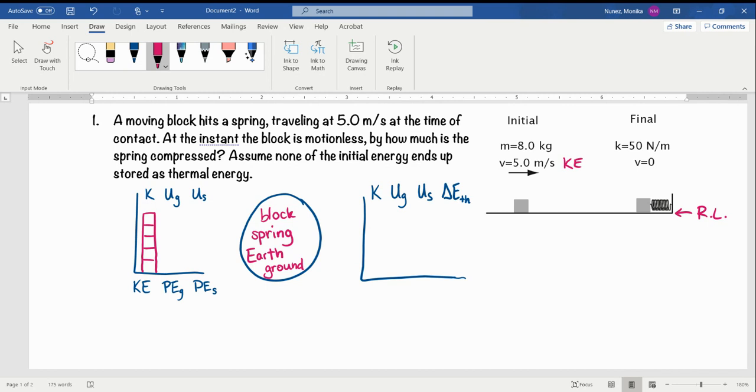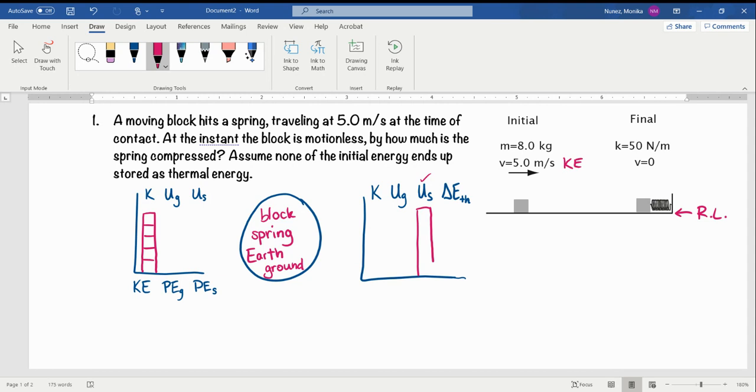In my final scenario, it is not moving, so no kinetic energy. I'm still at the reference level, so no gravitational potential energy. This time I do have a spring that is compressed, so I know that I'm going to have elastic potential energy. And the problem specifically says to assume that none of the initial energy ends up stored as thermal energy, so there's no change in thermal energy.